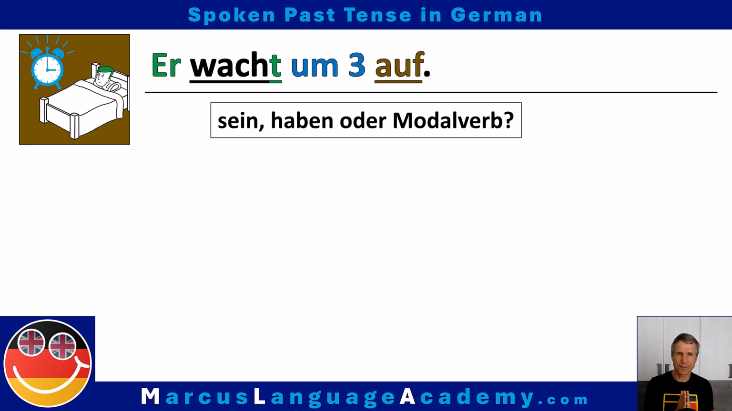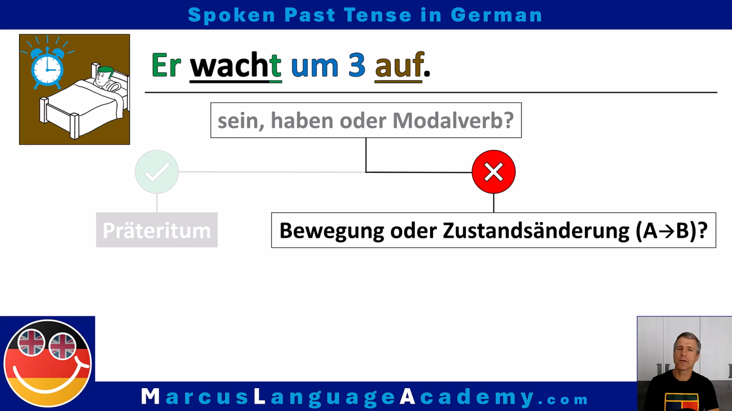Aufwachen would be the infinitive, and this verb is separable. Therefore I use this brownish color. Okay? And in present tense we would separate the prefix auf from the verb and we put it all the way to the end. So er wacht um 3 auf. Okay. But now let's see how it works for the past tense. Is it sein, haben oder Modalverb? No, it's not a verb, so we have to answer with no.